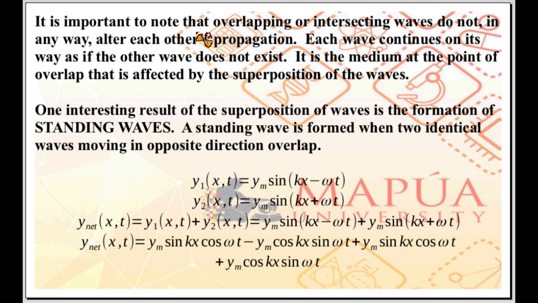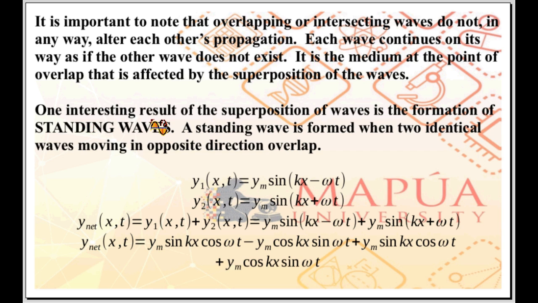It's important to note that overlapping or intersecting waves do not in any way alter each other's propagation. Each wave continues on its way as if the other wave does not exist. It is the medium at the point or points of overlap that is affected by the superposition of the waves. The medium will behave according to y net. y net is equal to y1 plus y2.